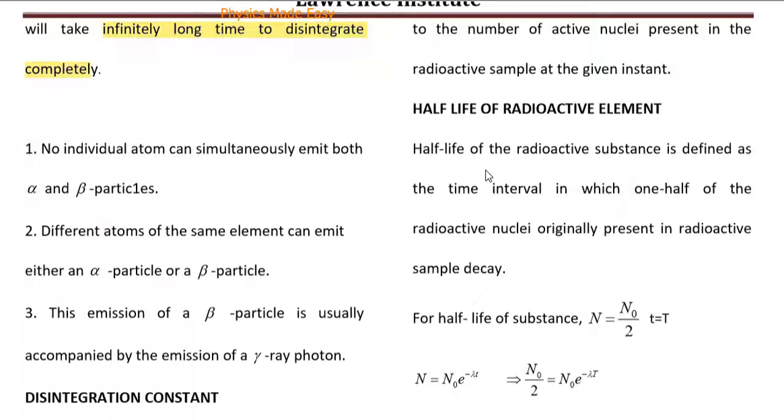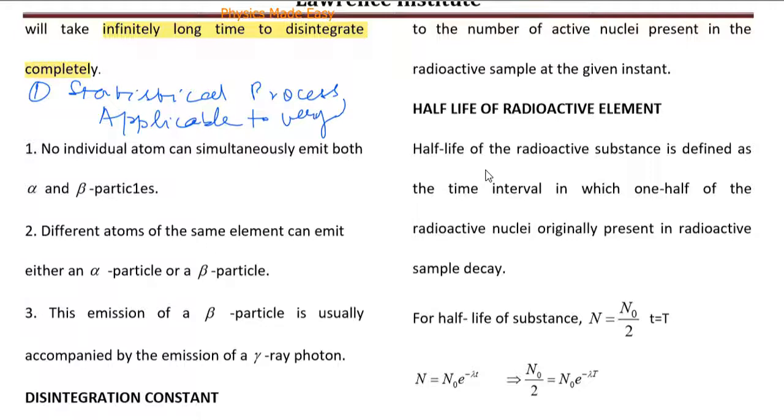No individual atom. Now remember one thing. Radioactivity is a statistical process. Statistical process means applicable to very large numbers, for example, lakhs and crores, and not even to thousands, lakhs and crores. This is a very important point.